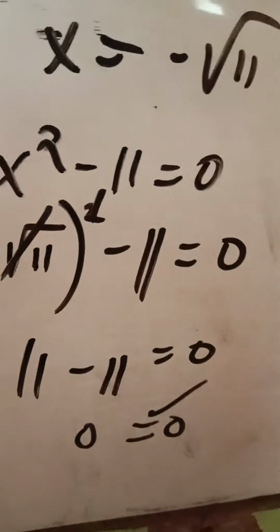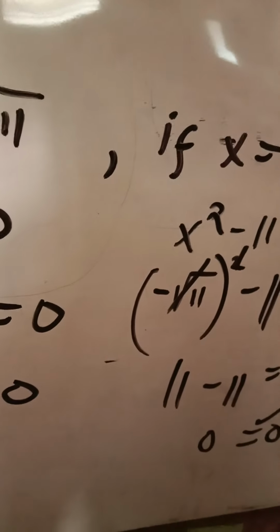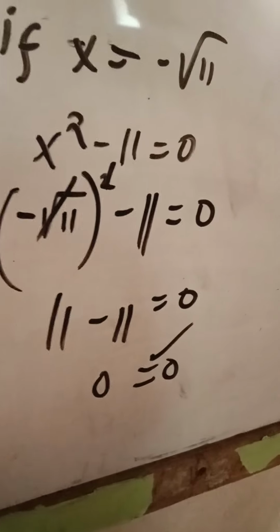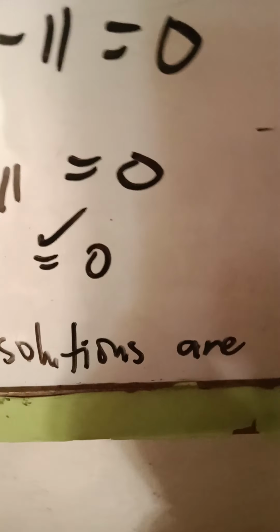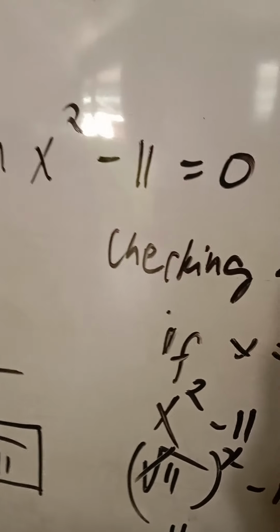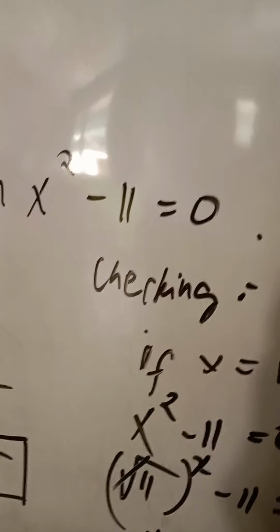Our answer is correct. Now the solutions are positive square root of 11 and negative square root of 11. So these are now our solutions for solving the equation x squared minus 11 is equal to 0. How about example number 3?